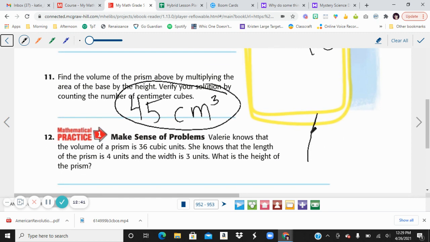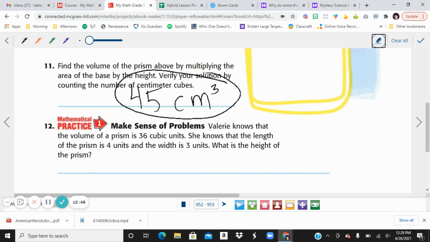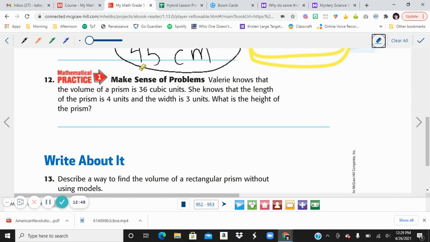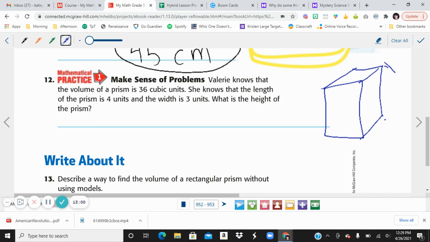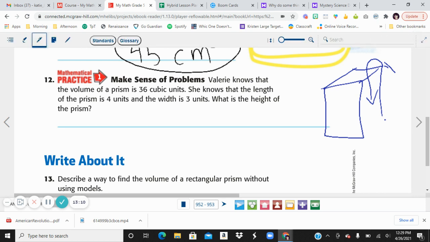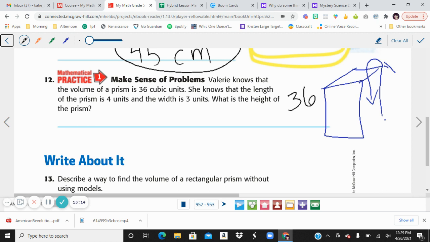Math practice number 1, we're going to make sense of problems. It says, Valerie knows that the volume of a prism is 36 cubic units. So we've got some sort of prism here. And she knows that the volume of it, the stuff that could fill inside, is 36. Why is it not letting me draw there? It's being grumpy with me. Okay, she knows that the volume is 36 cubic units.